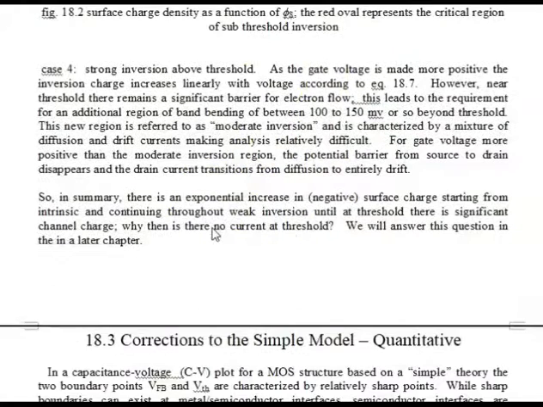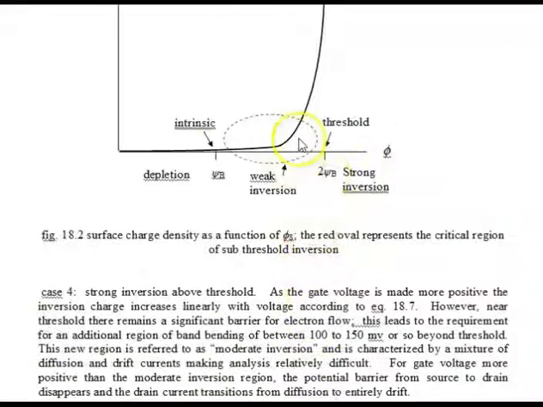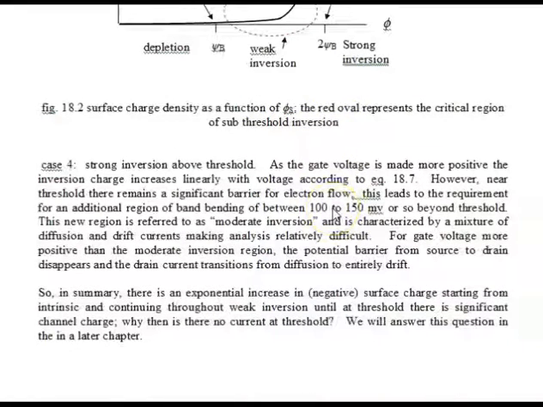So that's all there is. There is an exponential increase in negative surface charge, which is to say electrons, starting from intrinsic, continuing through weak inversion until threshold. It just takes off. That's characteristic of exponentials. They start out slow, but once they get going, kazoom, they really take off.